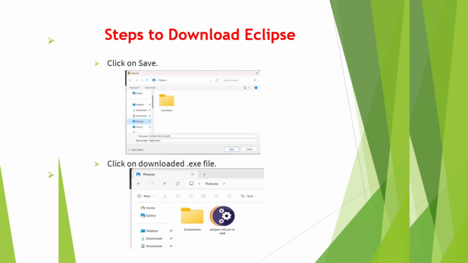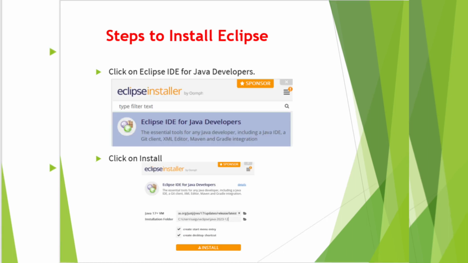Okay, and then one Microsoft Explorer window will open. Click on save, and the download will start. It will take some time and then the .exe file will download, and after download you will have to click on it. Okay, so after it has got downloaded and you have clicked on it, the Eclipse installer window will open.